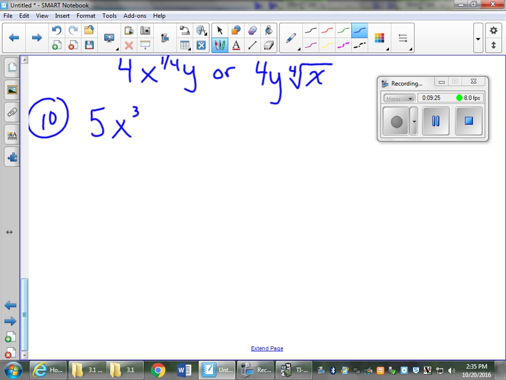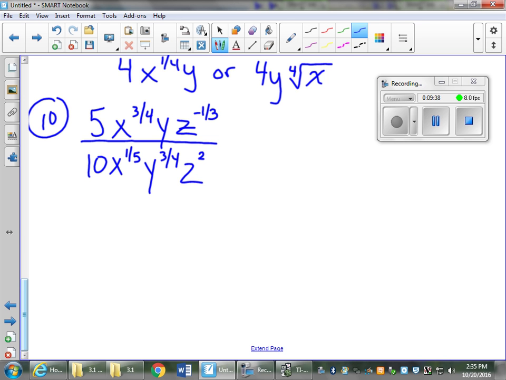5x to the 3/4 y times z to the negative 1/3 over 10x to the 1/5 y to the 3/4 z to the 2/3. So this kind of looks like the problems we were doing a few days ago with our properties of exponents. I don't like the fact that I have that negative exponent there.